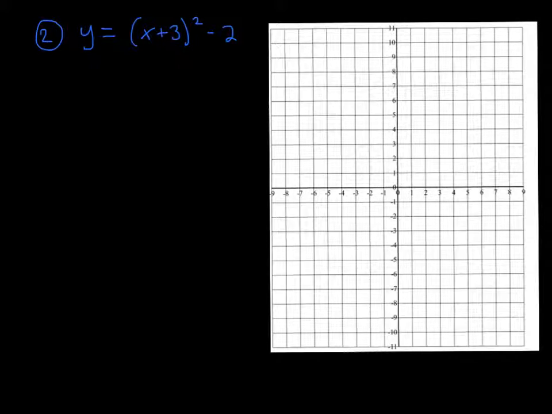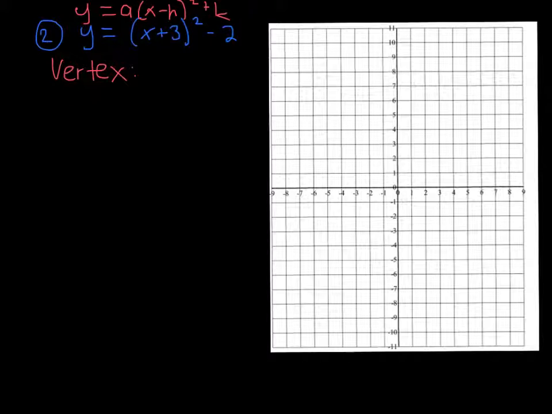So for the next one, if you're feeling good about it, feel free to try it on your own. Pause and try it on your own. Otherwise, we're just going to go through it. So first thing you're going to do is find your vertex. And the vertex, remember, is going to be the point (h, k).